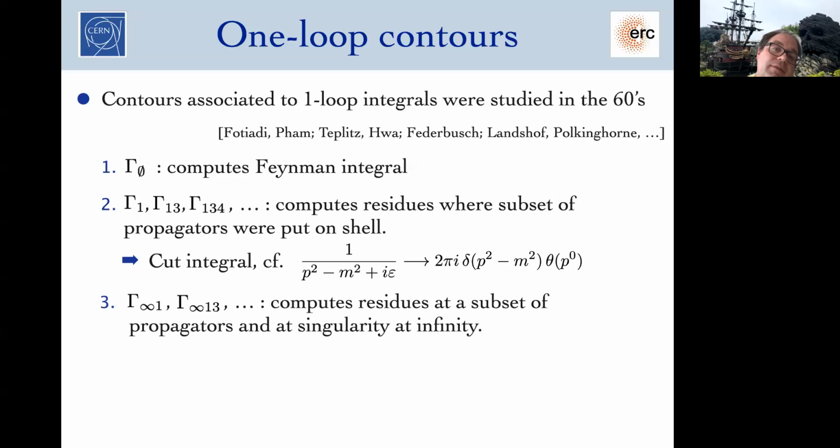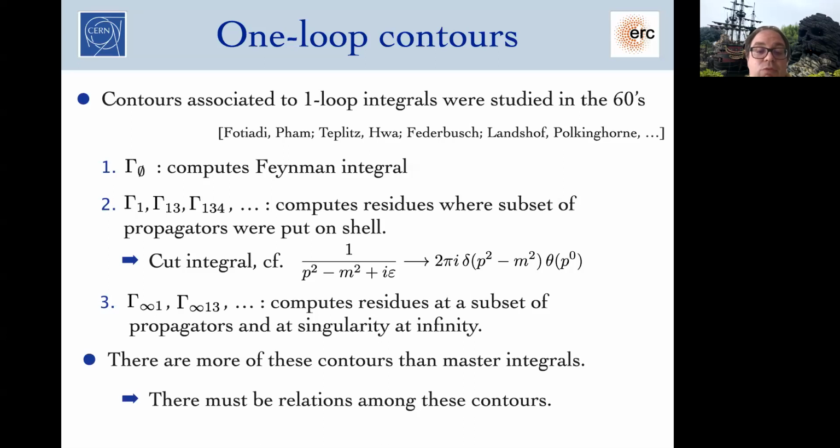Now, if you're a bit careful and you think about what we have, we had the basis of master integrals, which has bubbles, tadpoles, triangles, and so on. So a subset of propagators corresponds to a basis of integrands. But I want to have a kind of dual basis of contours. Of course, I have way too many contours here. I do not just have subsets of propagators, but I also have the original contour and I have all those where I take the singularity at infinity. So I seem to have way too many contours to get any kind of duality. So there must be relations among the contours.